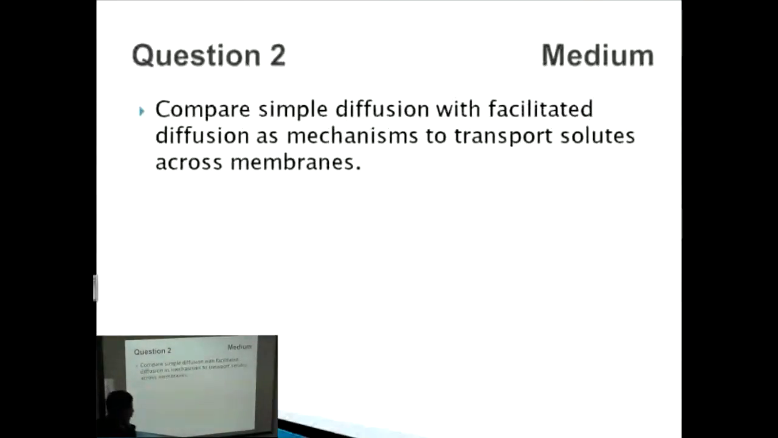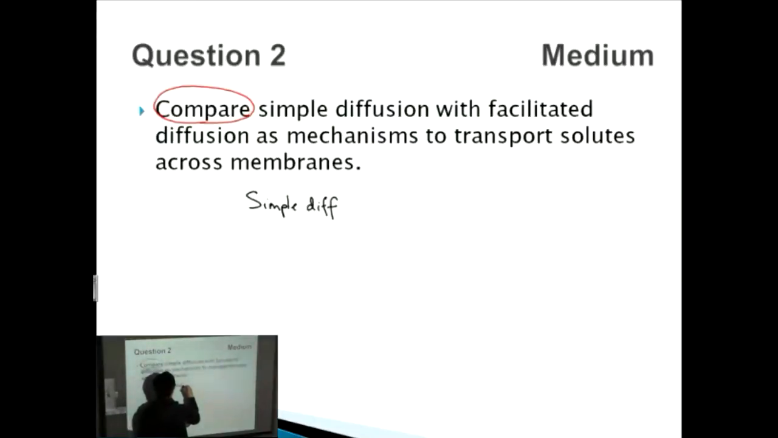So continuing on with another medium question, question number 2, we have to compare simple diffusion with facilitated diffusion as mechanisms to transport solutes across membranes. So every time that there's this action word called compare, then you want to do a table. That's the easiest way to do it. So let's draw on the left-hand side, we can talk about simple diffusion. And on the right-hand side, we can have facilitated diffusion.